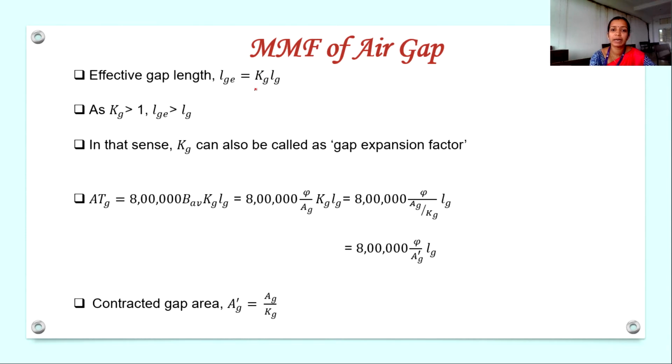And we know this gap contraction factor kg is always greater than unity, and hence the effective gap length LGE will be greater than Lg. And in that sense, we can call this constant kg as the gap expansion factor. Because the multiplication of Lg with kg resulted in an increase in the value of air gap length.